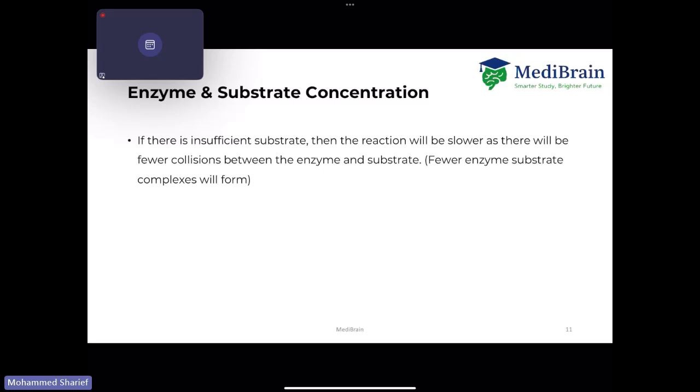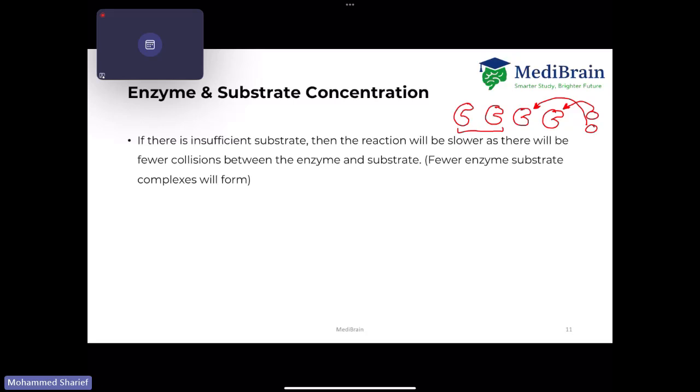So think about it like this. Imagine we have lots of enzymes. I'm just going to draw 4 enzymes. Okay, and we only have 2 substrates. What's going to happen here? This substrate is going to bind with this enzyme, and this substrate is going to bind with this enzyme. You've still got 2 left over. The limiting factor over here is the amount of substrate which is available. So over here only 2 enzyme substrate complexes can be formed because there are 2 substrates and 4 enzymes. 2 will bind with 2 enzymes.